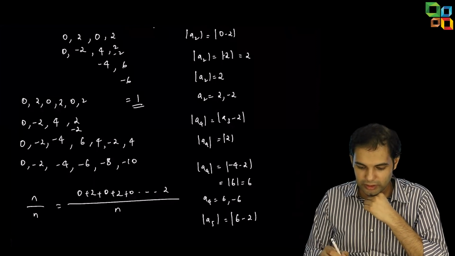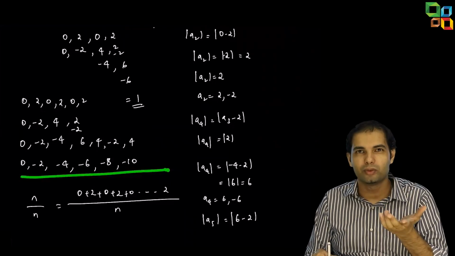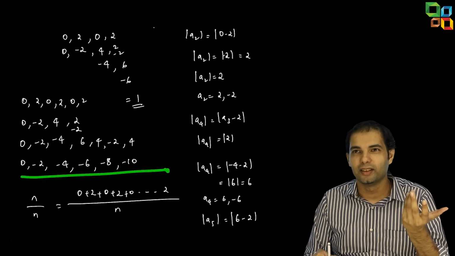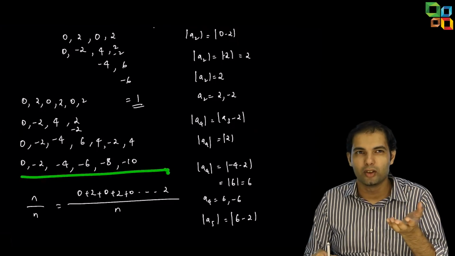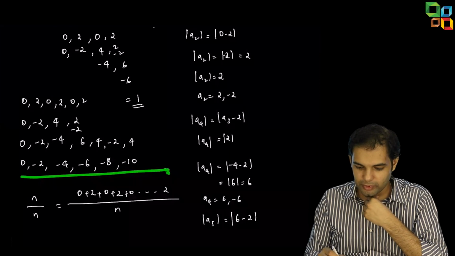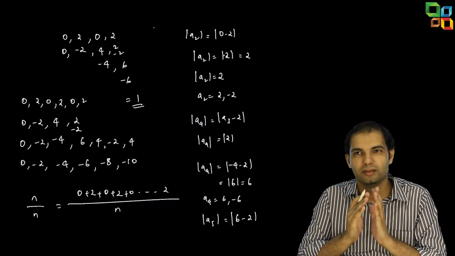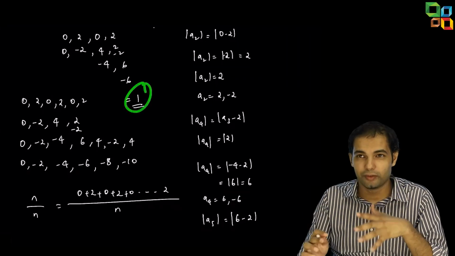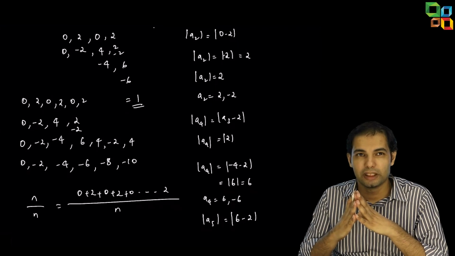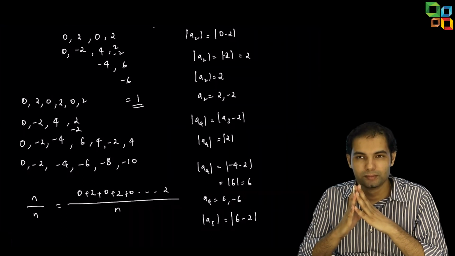Which one should I choose? Suppose I take all negative numbers, it won't make any sense. It will be a negative number. There is absolutely no use of taking all numbers negative. You get the idea, right? So obviously some positive number somewhere I should take. If all are negative, the mean will be negative. So we want the mean to be greater. 1 we already got. Can we get greater than 1?